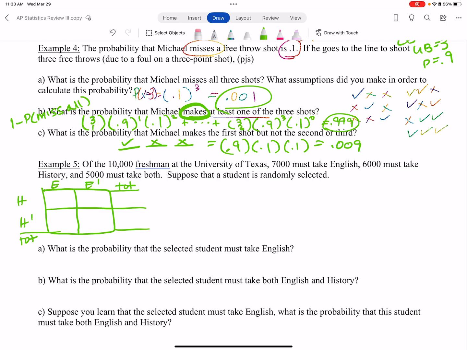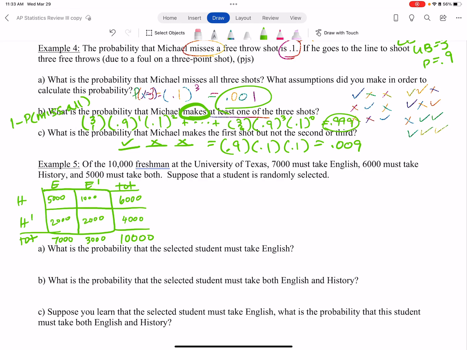It says of the 10,000 freshmen, so I've got 10,000 here. 7,000 must take English, so I'm going to put 7,000 here, which means that's 3,000 here. 6,000 must take history, so 6,000 history, and 4,000 here. And 5,000 must take both, so I'm going to put 5,000 here. And then obviously 6,000 minus 5,000 is 1,000, and this is 2,000, just by adding and subtracting.